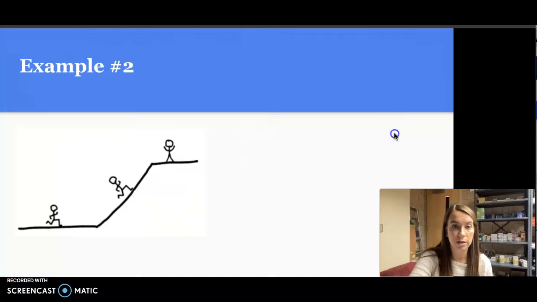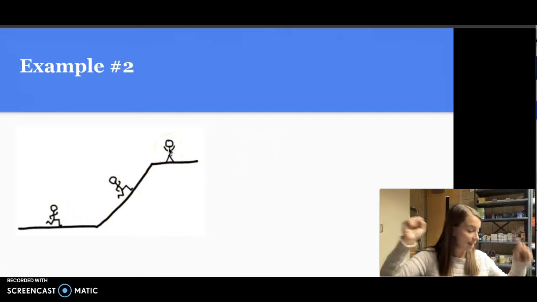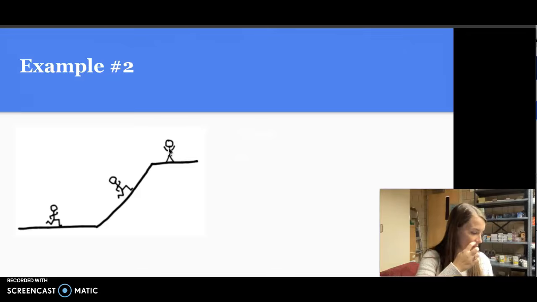All right, we're going to do another scenario. Example number 2. So this is a person running. They're running at the bottom of a hill. They run up the top of a hill, and at the top of the hill they say, "Yay, I made it." On your diagram, there's 4 points, A, B, C, D. On mine, I've only got 3 little runners, but you can see where those are at.